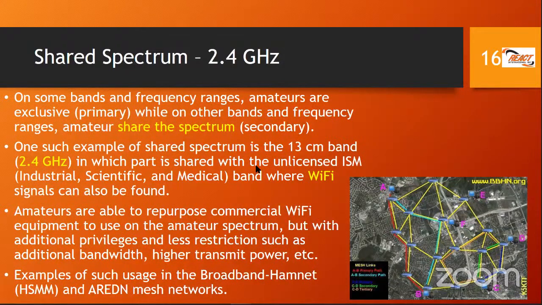So hams do use that band. And on the right hand side here is an example of hams using that spectrum, Wi-Fi spectrum, and part that the hams have to do is what you call a mesh network, very high speed. Two examples of those networks are the HSMM, also known as broadband hamnet, and AREDN, sometimes pronounced ARDN.